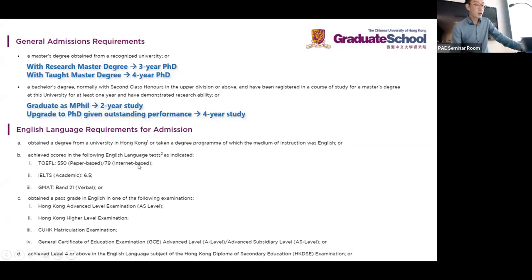So this is the English requirement for non-Hong Kong awarded degrees. You need to fulfill an English requirement if your degree is from a non-English speaking country. You need to fulfill that English requirement.